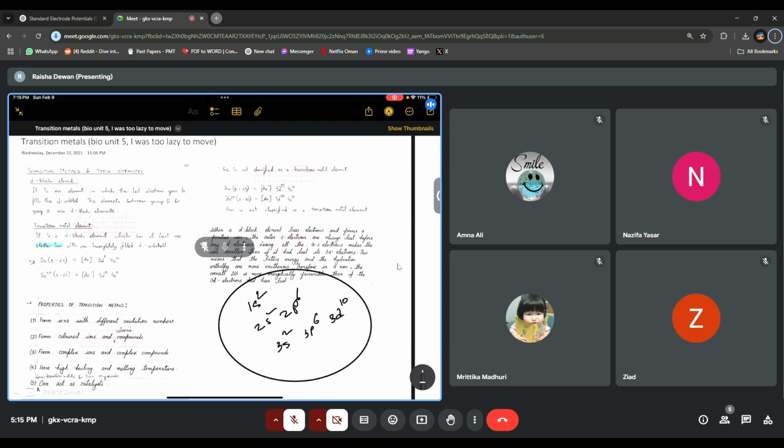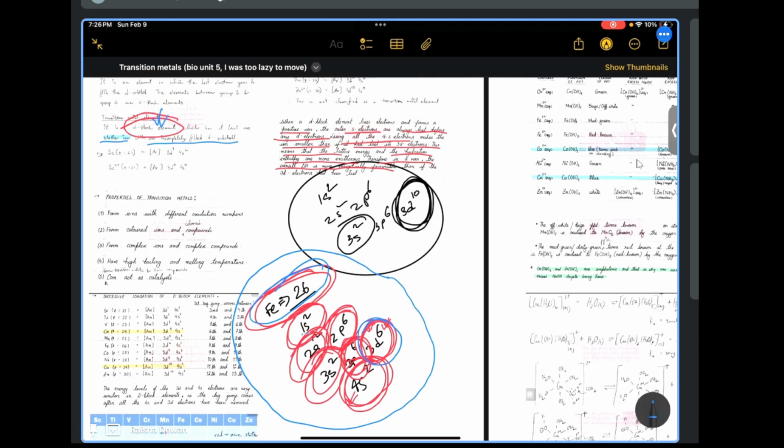There is an element whose last electron, we can see, should go into the 4s squared, but in real life it doesn't actually happen. The last electron goes into the 3d6. So how is it filling?